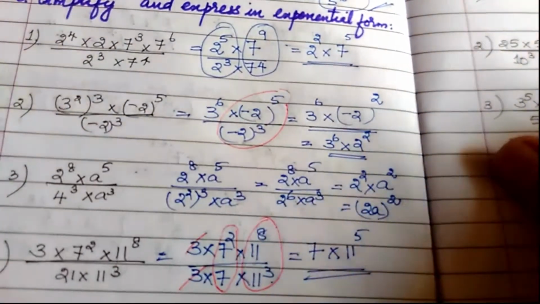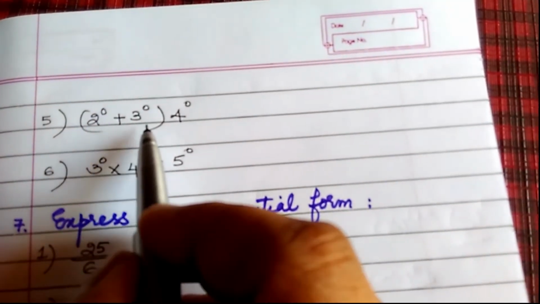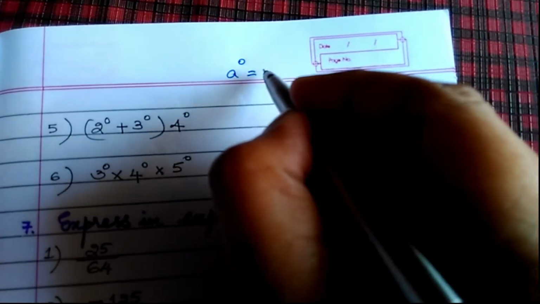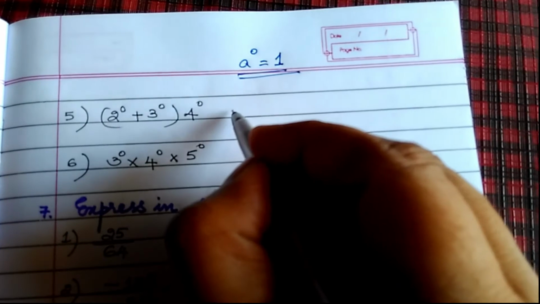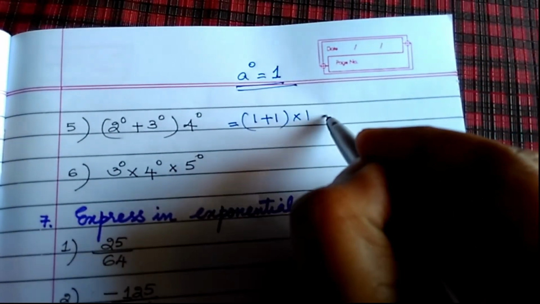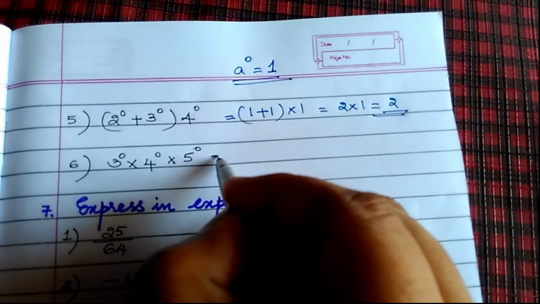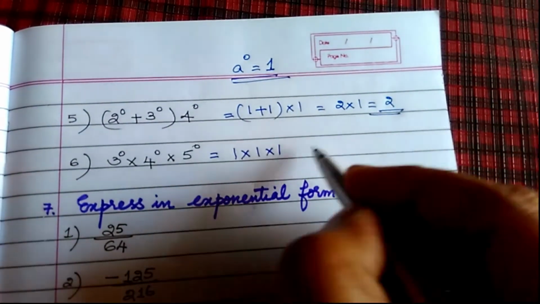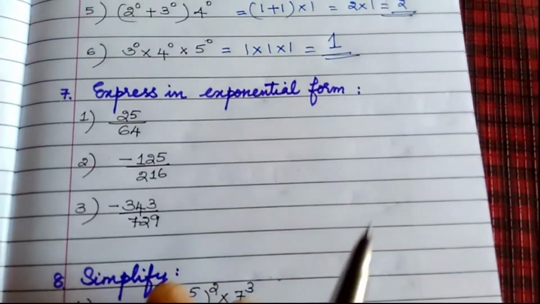Okay. Now next question is 2 to the power 0 plus 3 to the power 0 into 8 to the power 0. Any non-zero number to the power 0 is 1. So here it is equal to 1 plus 1 into 1. 1 plus 1 is 2. 2 into 1 is 2. Next is 1 into 1 into 1 because everything comes to 1. So it is 1.